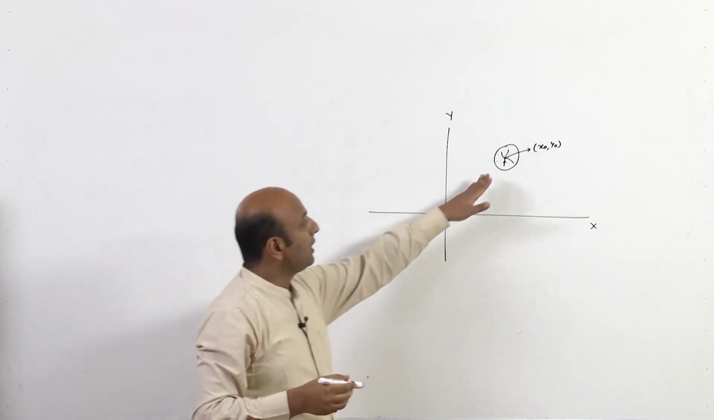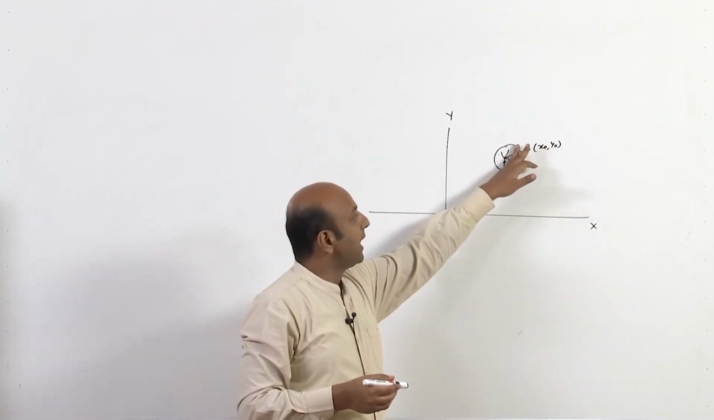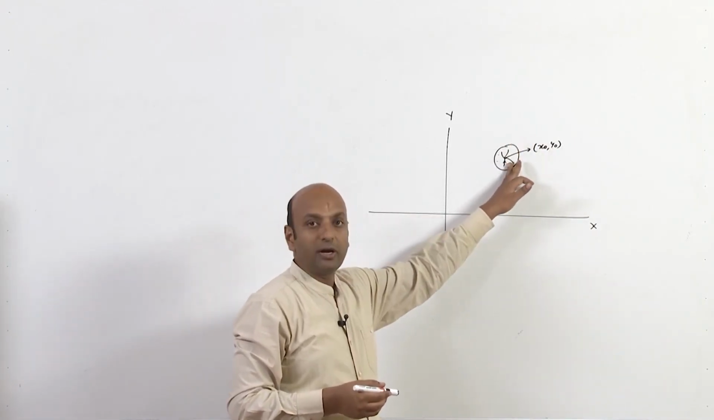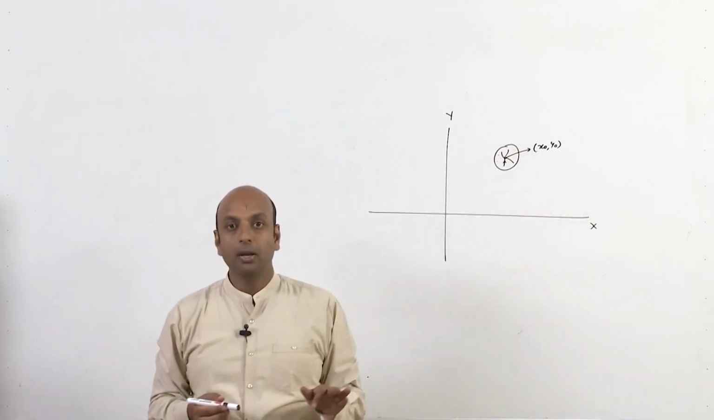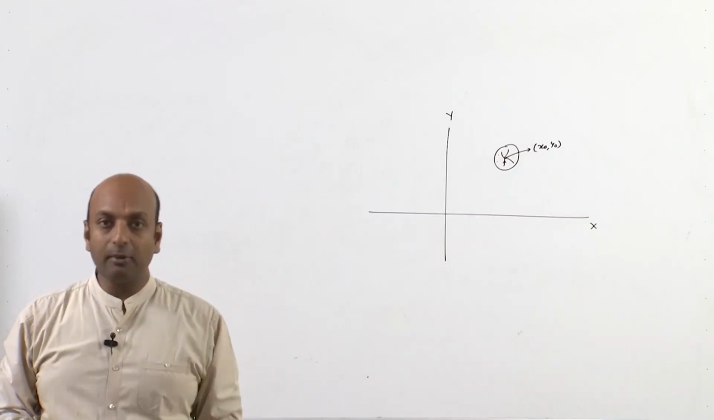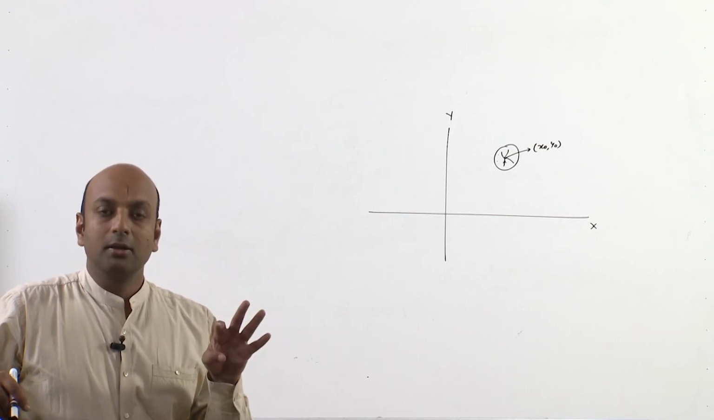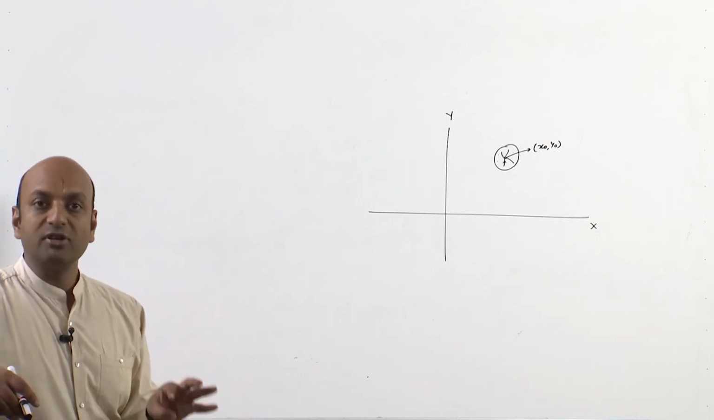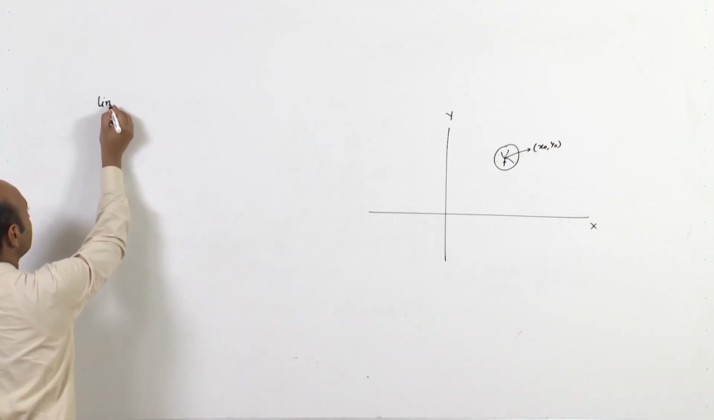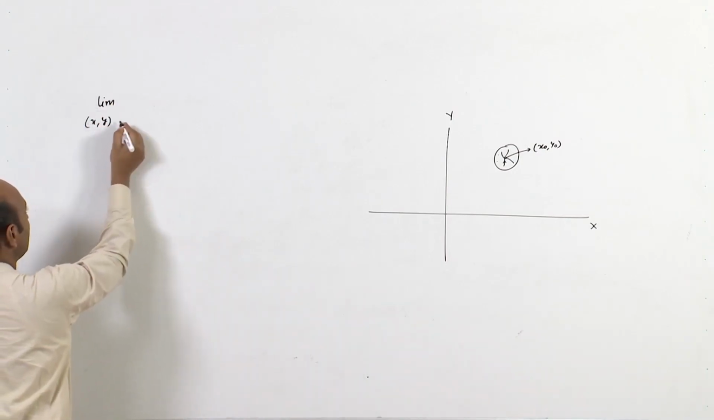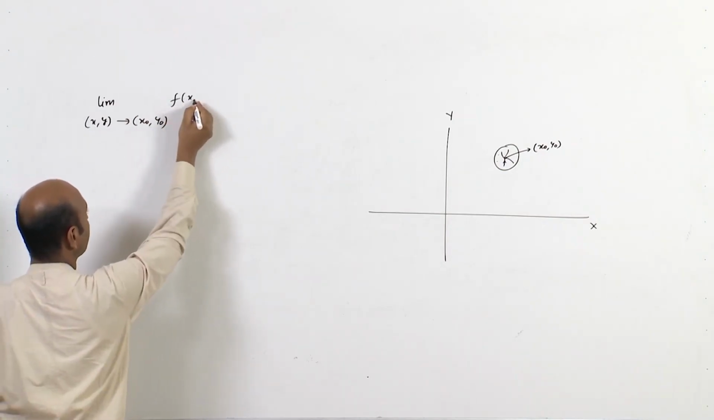Now existence of limit means that if we follow any path from xy to x naught y naught, it must be path independent. Path independent means whatever path we follow from xy to x naught y naught, the value of the limit will always be unique. If you are saying that the limit as xy tends to x naught y naught of f of xy is L.